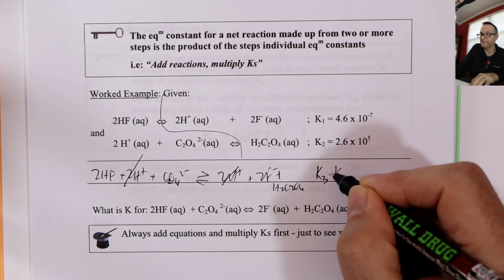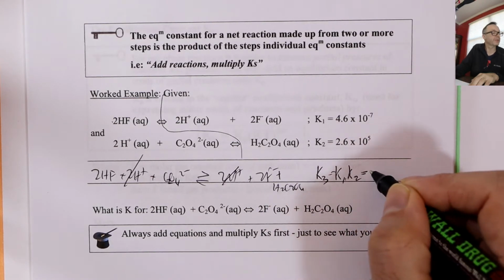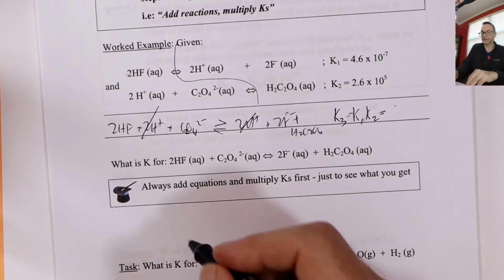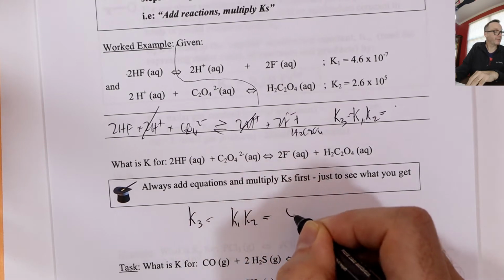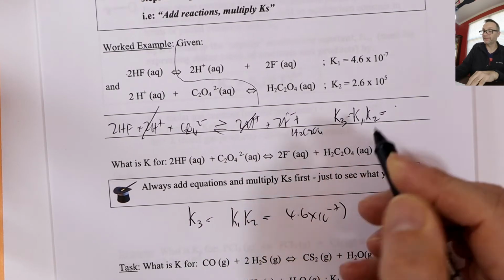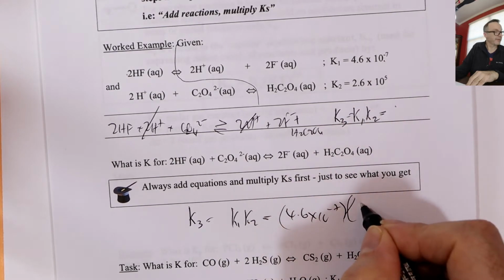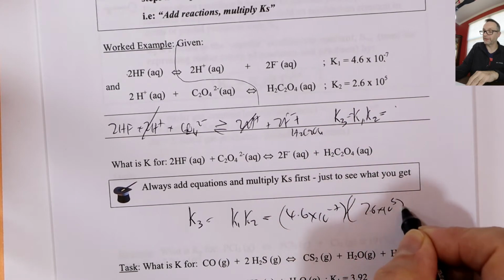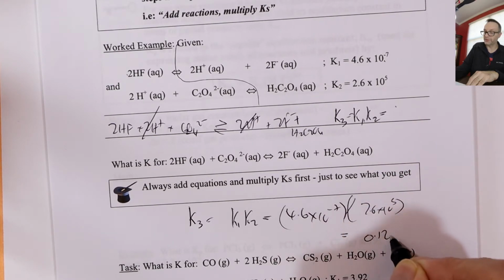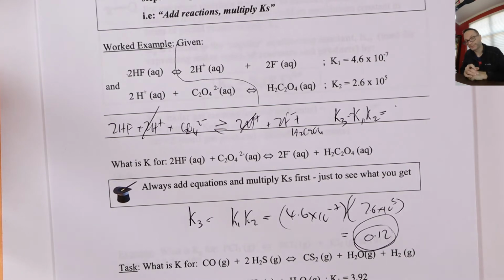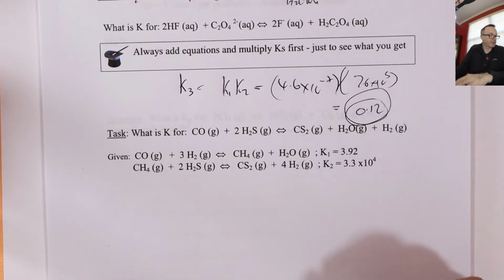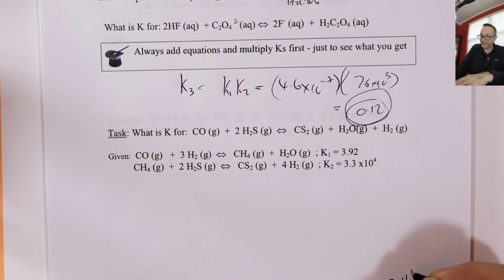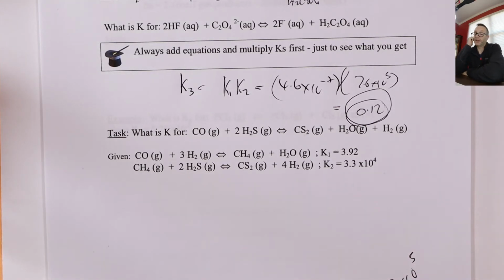So it's going to be K1 times K2, which equals, now we do it down here, K3 equals K1, K2. Numbers, 4.6 times 10 to the minus 7, it's that one, times 2.6 times 10 to the 5, which equals 0.12. Hopefully you got 0.12. Okay, now, very, very similar for this next one. Same, just practice, right? So try and work it through. The answer is 1.3 times 10 to the 5. If you don't get 1.3 times 10 to the 5, let me know, office hour or water cooler chat, right?